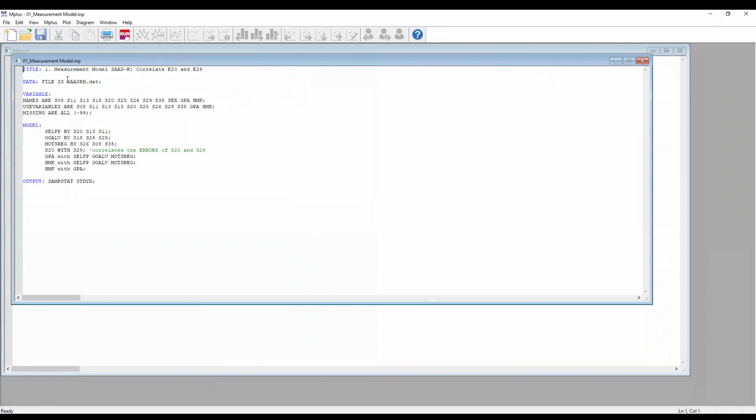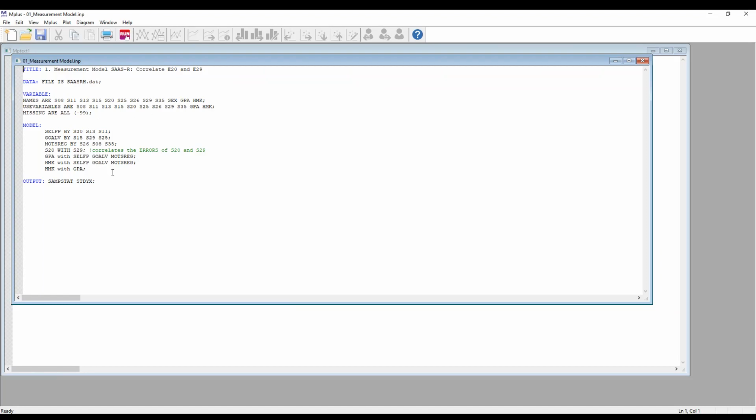Okay, so title, data. This is actually individual data, so I don't need to say anything about correlations. The variables are, and here they are, these indicator variables. Use variables are all of those same variables. I'm using all the variables in the file here. And then missing are all equals -99. That's my missing value code.